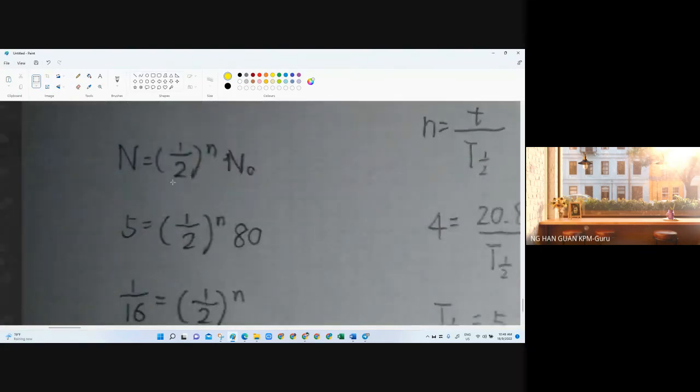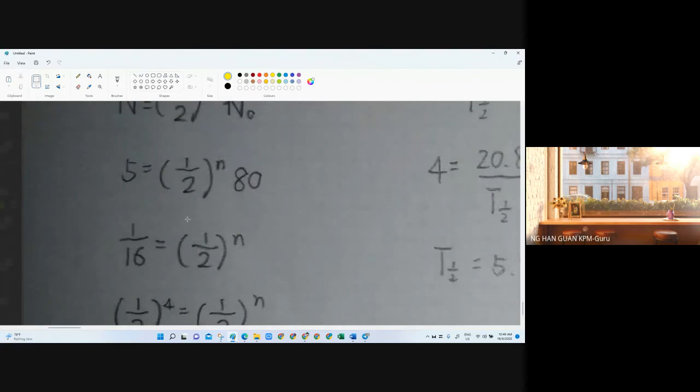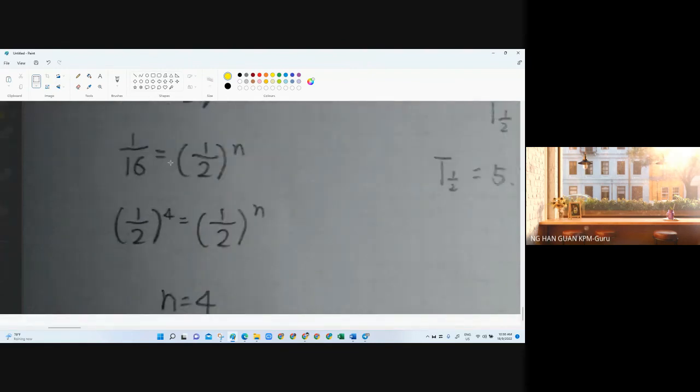So we substitute into the formula with the givens, then simplify it. You know there's a 1/16 equal to 1/2 to the power of n. From 1/16, you can easily know that 1/16 is actually equal to 1/2 to the power of 4. So from here you know that n is equal to 4. You can solve it in this way. But what if the number does not allow you to see an integer? If it's 4.2, then how are you going to know the answer? So this way only works for certain questions.